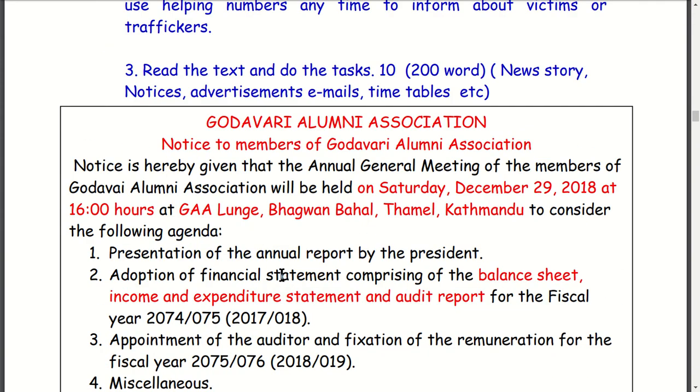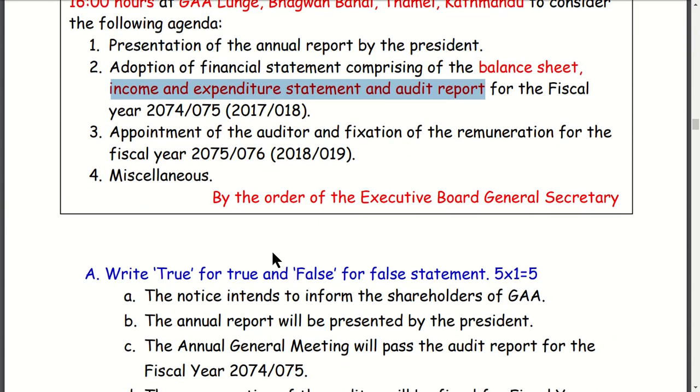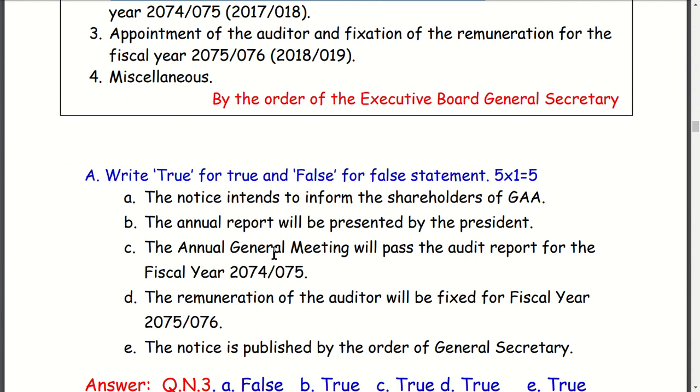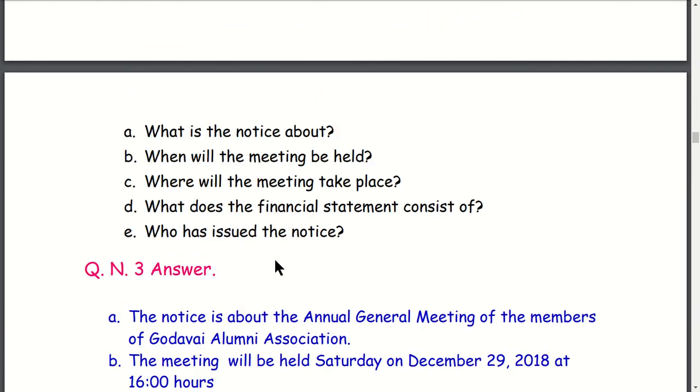Look at this balance sheet here. This is the keyword: balance sheet, income expenditure statement, and audit report. These are the keywords. You should mention the keywords, but write in complete sentences. I am suggesting you to write the answer in a complete sentence so that you will not lose marks in the exam. Okay.